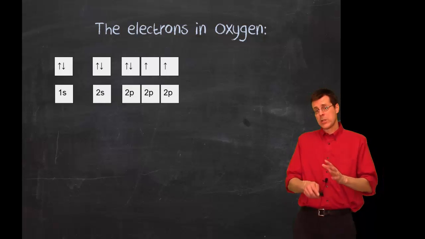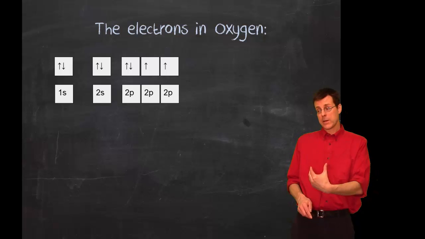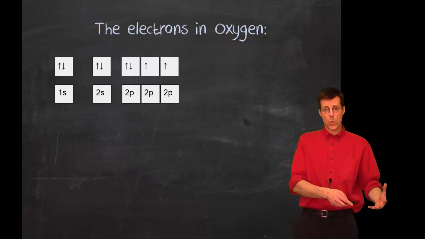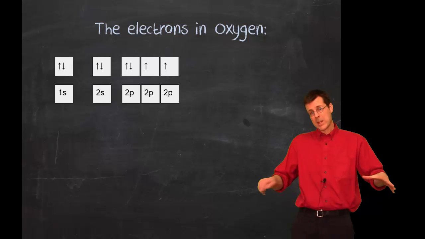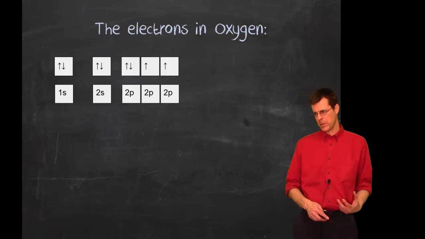We could identify each one of those orbitals with a number for the energy level and a letter for the sub-energy level. So it would look like this. Oxygen has electrons in the 1s, that's your first, and then in the second energy level, it's broken down into the s sub-energy level and the p sub-energy level.